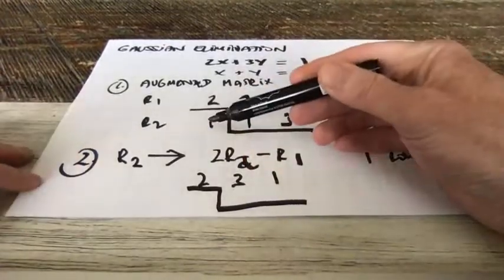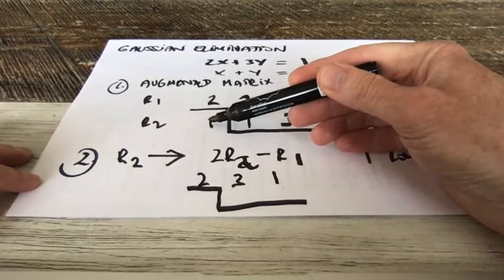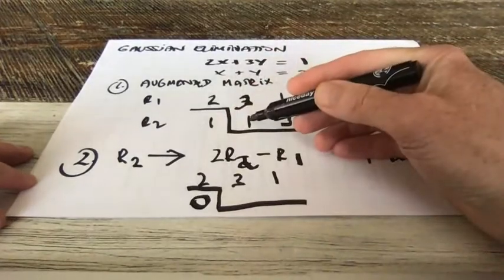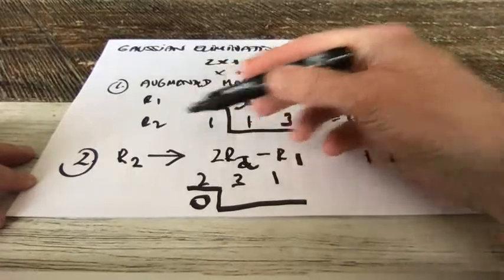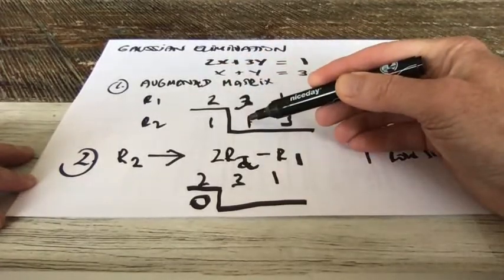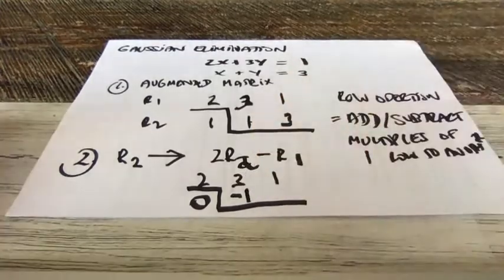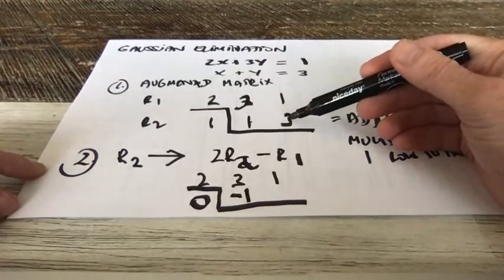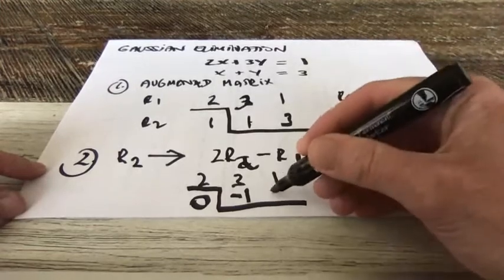Now, let's multiply 1 by 2, and I'm going to get 2, and minus 2 here, I'm going to get 0. Remember, what I'm doing is multiplying each element of the second row by 2. So 2 by 1 is 2, and then minus 3, I'm going to get minus 1 here. And finally, I'm going to multiply the 3 by 2, which is 6, and subtract 1 from it, and I'm going to get 5 here.